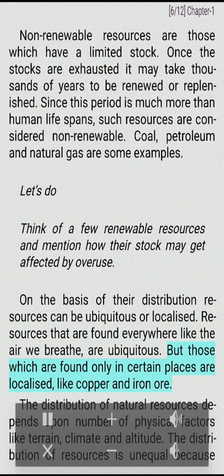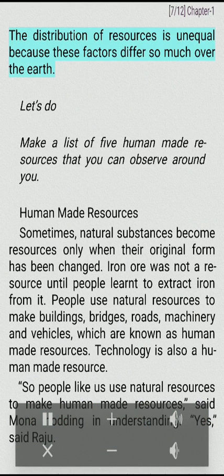But those which are found only in certain places are localized, like copper and iron ore. The distribution of natural resources depends upon a number of physical factors like terrain, climate and altitude. The distribution of resources is unequal because there's so much variation over the earth. Let's make a list of 5 human-made resources that you can observe around you.